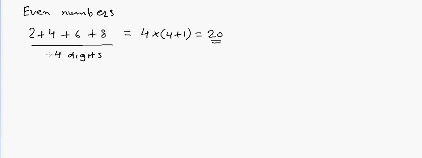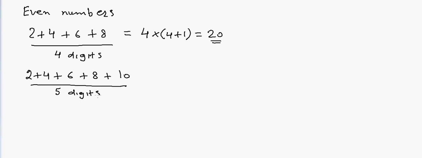Let's try it again. If I have 2 plus 4 plus 6 plus 8 plus 10, in that case I have 5 digits, so the answer will be equal to 5 into 5 plus 1, that's equal to 30. So that's my answer.